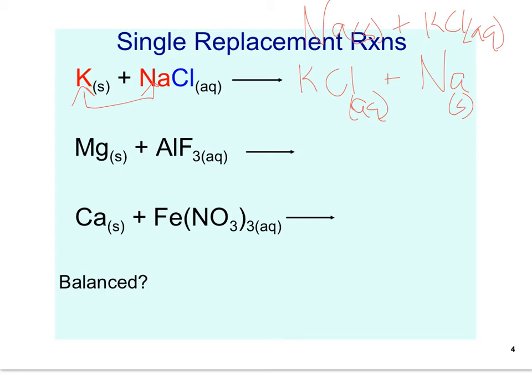If we look at the next reaction, again, magnesium is going to replace aluminum. So we're going to now have magnesium bonded to fluorine and aluminum by itself. What I would like you to do now is pause the video, and I want you to figure out, what did I do wrong here? Why is this not a complete reaction?